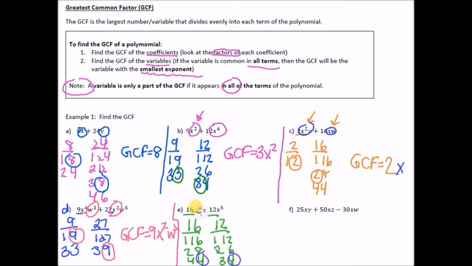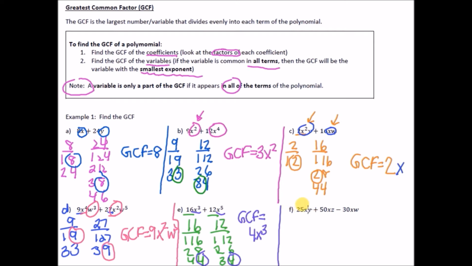Okay. Then we have x cubed, x to the 5. So the greatest common factor is going to be 4x cubed, because cubed is smaller than 5. But just to point out, x is common in both terms.